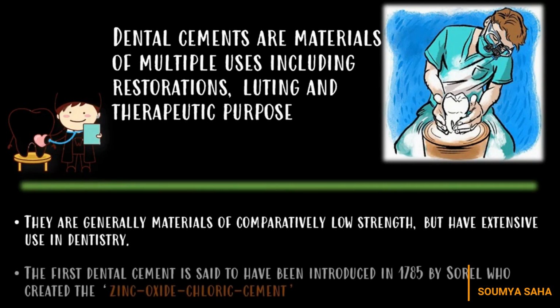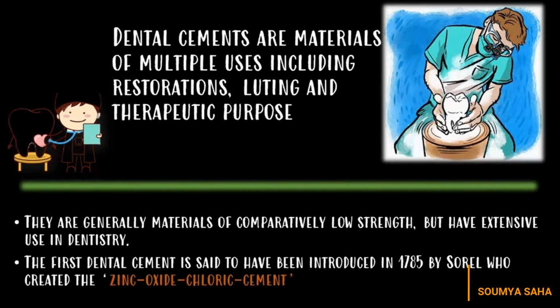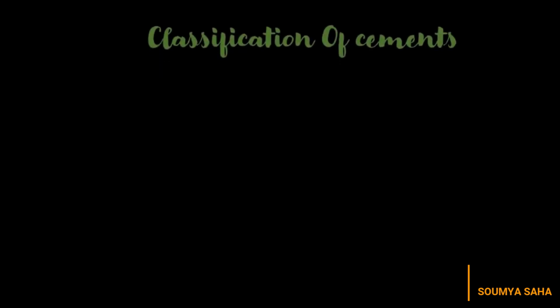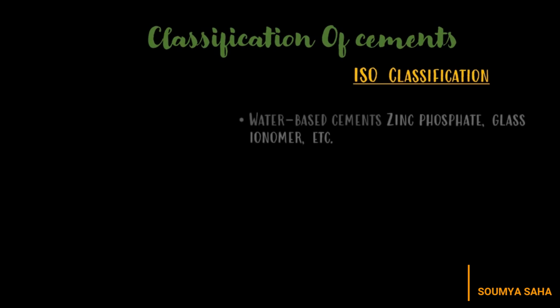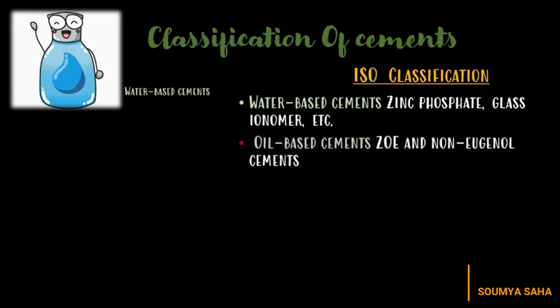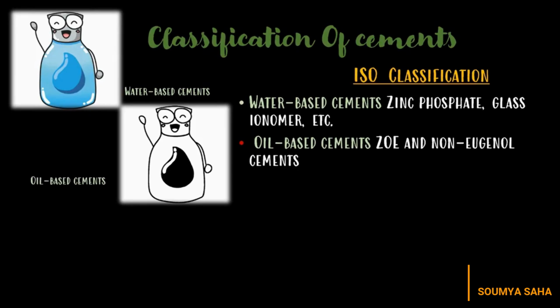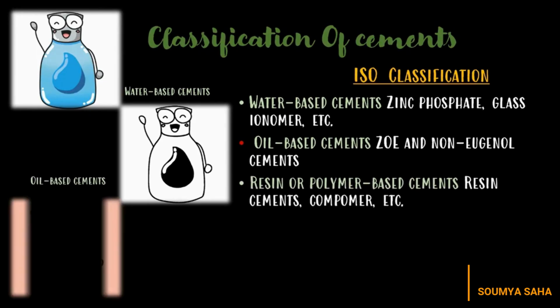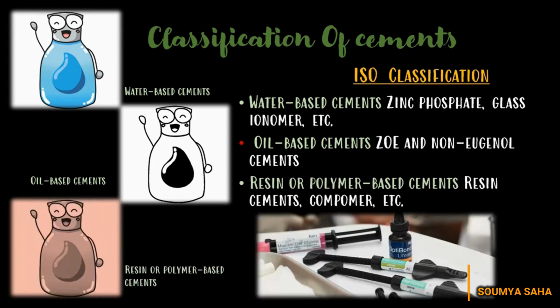The first dental cement is said to have been introduced in 1785 by Sorel, who created the zinc oxychloride cement. Cements are classified based on various aspects. According to the ISO classification, there are water-based cements which include the zinc phosphate and the glass ionomer cement, the oil-based cements that include the zinc oxide eugenol and the non-eugenol cement, and resin or polymer-based cements which include the resin cements or the compomers.